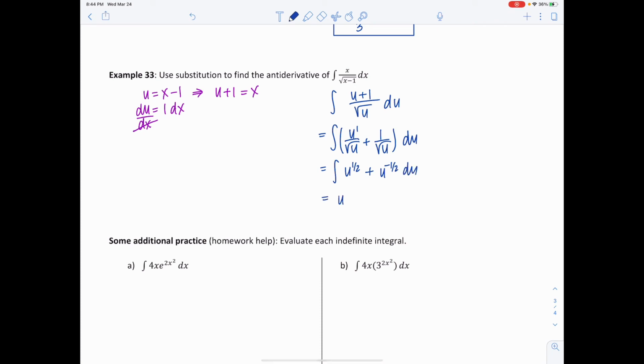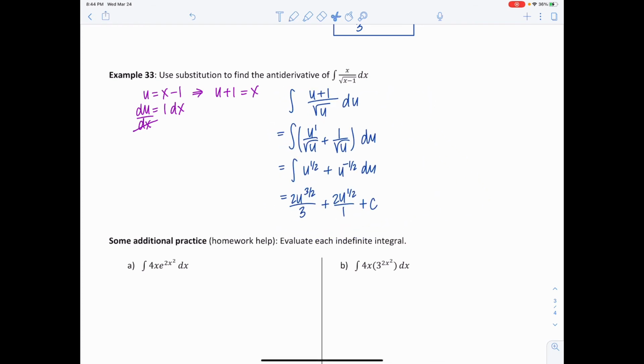Now I can integrate. Add 1 to the exponent, divide by the new exponent, which really means multiply by the reciprocal when we have fractions. Same thing here, add 1 to the exponent, divide by the new exponent. And I'm essentially done. I just need to plug in the u now, which is x minus 1. So I have x minus 1 to the 3/2 for both of these u's. You can write it as square root or as a fractional exponent. Either one is fine. It just has to be a positive exponent. Plus c.